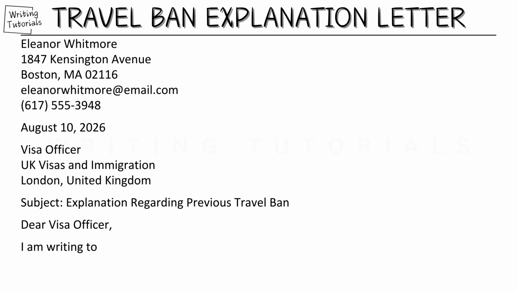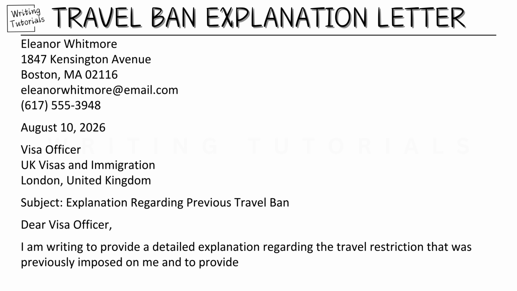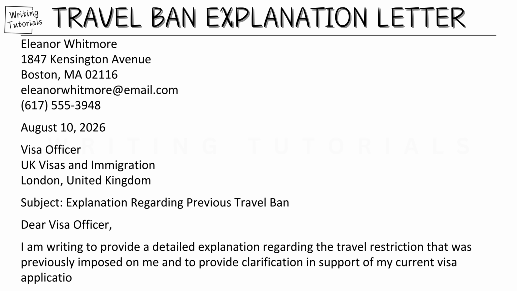Now we move to the opening paragraph. The sample says, "I am writing to provide a detailed explanation regarding the travel restriction that was previously imposed on me and to provide clarification in support of my current visa application." This opening immediately identifies the reason for the letter. The applicant is not avoiding the previous immigration issue. Instead, she is proactively explaining it. That is important because an explanation letter should address the relevant issue directly rather than forcing the visa officer to guess why the document was submitted.